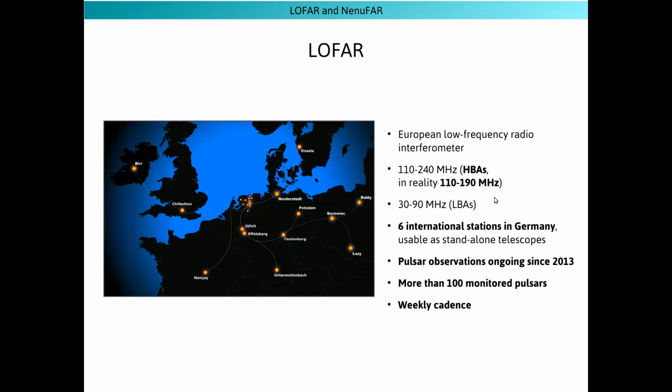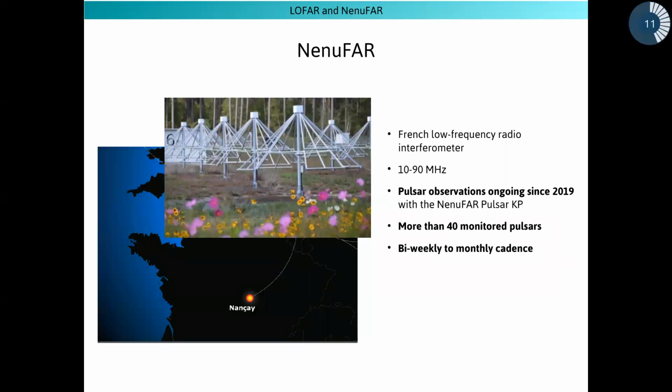We are not only using the LOFAR core, but also the international stations, and pulsar monitoring observations have been ongoing since 2013 for more than 100 pulsars with a weekly to monthly cadence. Another observatory that we are using is NenuFAR, a low-frequency interferometer located in France that can observe below 100 megahertz, and its pulsar observations have also been ongoing since 2019.